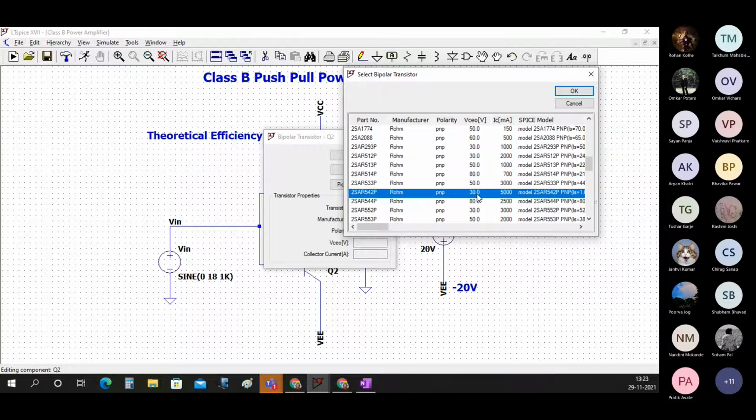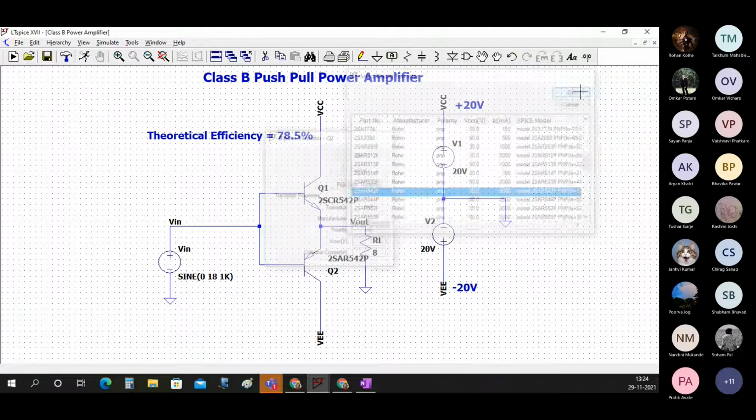So both the transistors PNP and NPN should have the same specs. Means both should have the same current handling capacity and both should have the same VCEO. If they are not, then it may happen that if there is a current surge, the upper transistor might work fine, but the lower transistor may burn out. So that is why they should all have the same specs. So I'm just saying okay here.